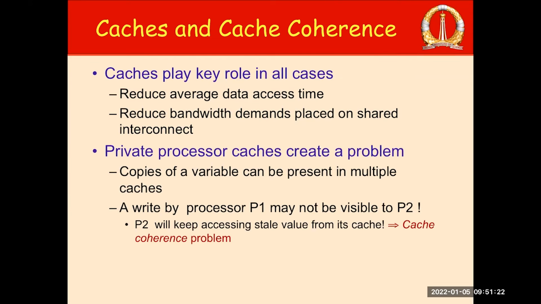But at the same time, the moment you start having these private caches, it's going to create a problem, because if you bring some data into a private cache, and that processor modifies the data, then that data is modified or updated only in the private cache of processor P1, whereas processor P2 will continue to read the old or stale copy of the data. And this problem is what is referred to as the cache coherence problem.